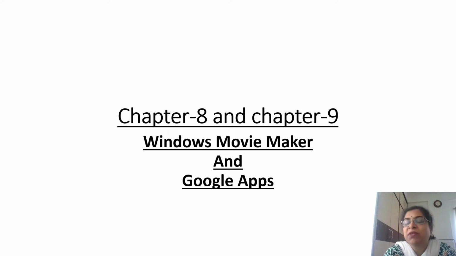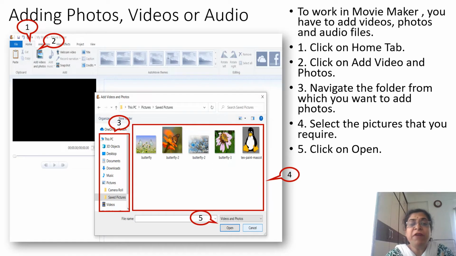Hello students, we are gathered here to do the revision for 8th and 9th chapter. 8th chapter is Windows Movie Maker and 9th chapter is Google Apps. Okay, so we will start revising whatever we have learned. Just now I am not teaching, we will revise it. So we will go a little bit fast.